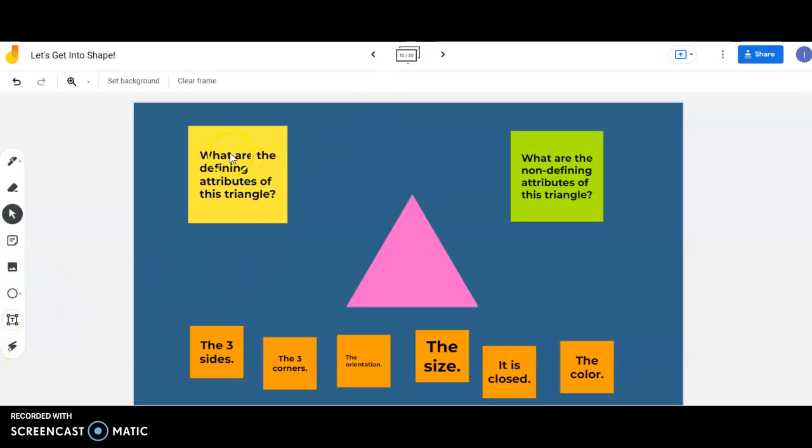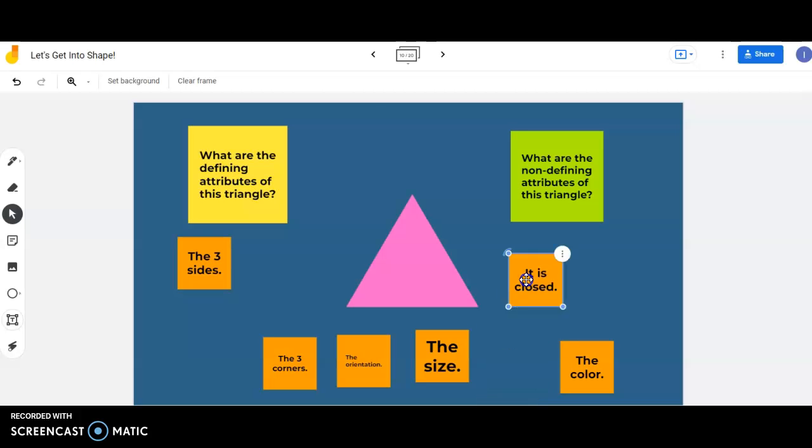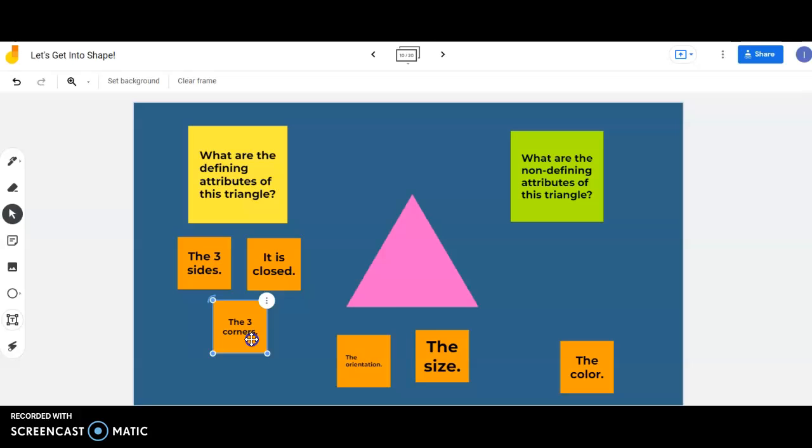Now, what are the defining attributes of this triangle? Well, we know some of the defining attributes, so let's find out. Well, it's definitely the three sides. We know a triangle needs three sides to be a triangle. We also know a defining attribute is the shape has to be closed to make it a shape. So that's a defining attribute of it as well. We also know that the triangle has to have 3 corners to be a triangle.